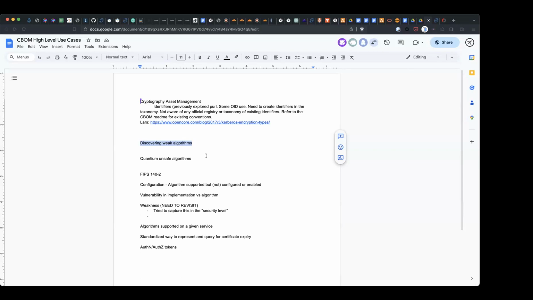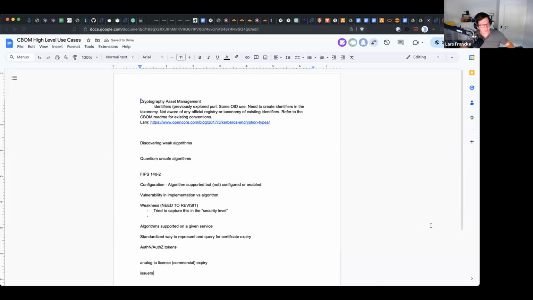Yeah, I just typed a few random thoughts in the chat, about an analog to license expiry. Because we have all the commercial license stuff that was just added. And the question is, who are the issuers? Information about the entities that issue these things. That will also be useful, yeah, indeed. License expiry, yeah.